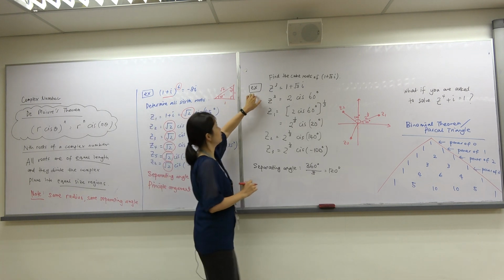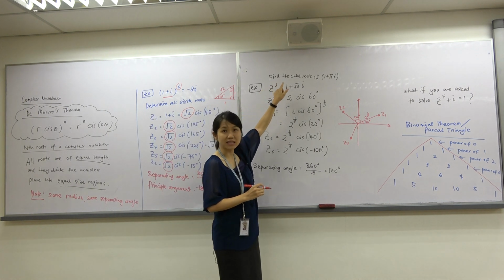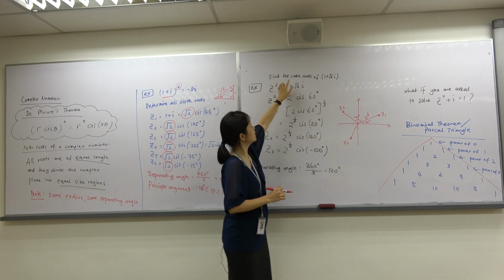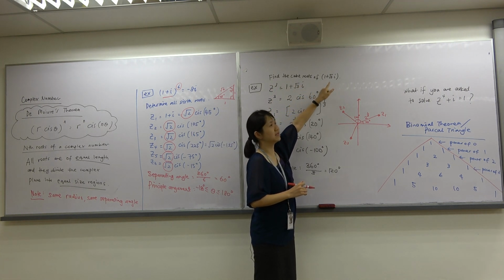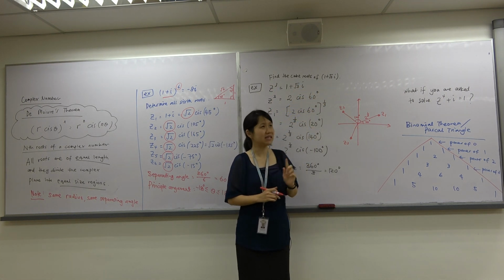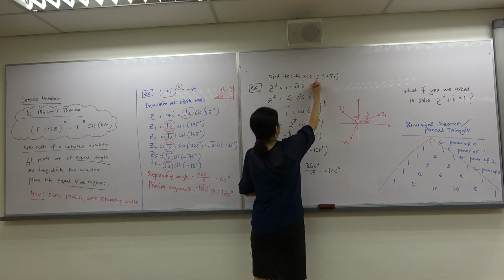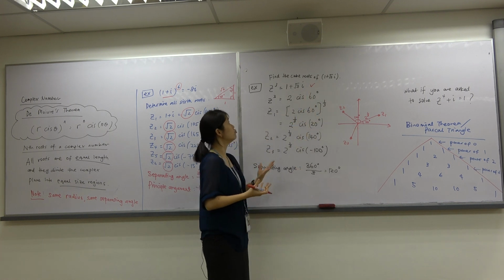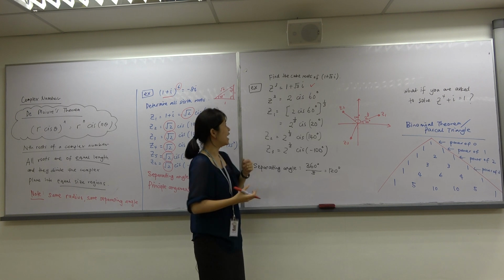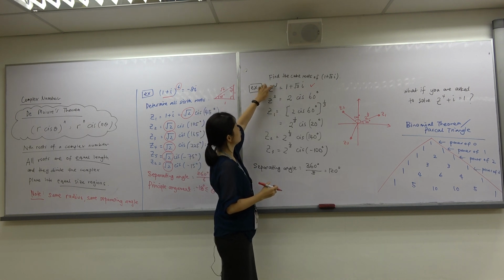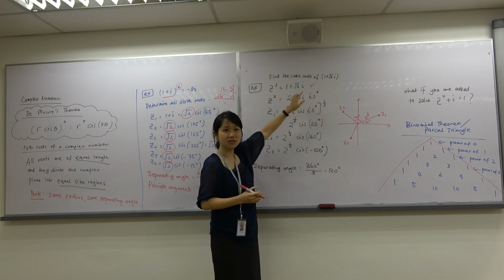What would happen if I were to give you a question like this? Okay, read the question carefully. It says, find the cube roots of 1 plus Z3i. So what exactly is this? You should know to form an equation like that. Because it is cube roots of 1 plus Z3i, hence Z to the power of 3 equals 1 plus Z3i.